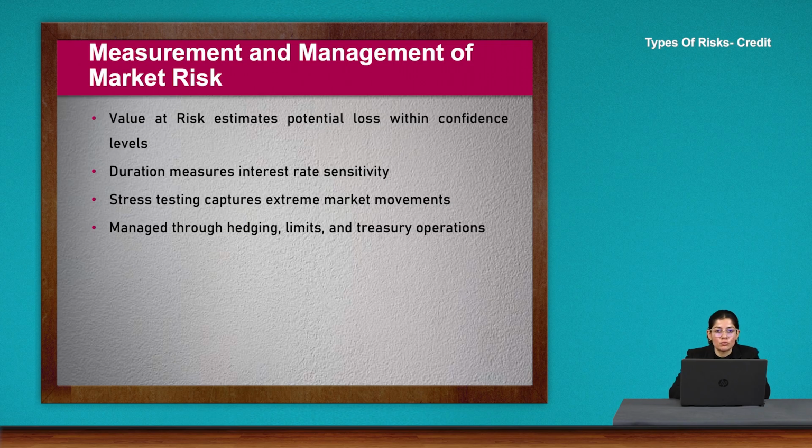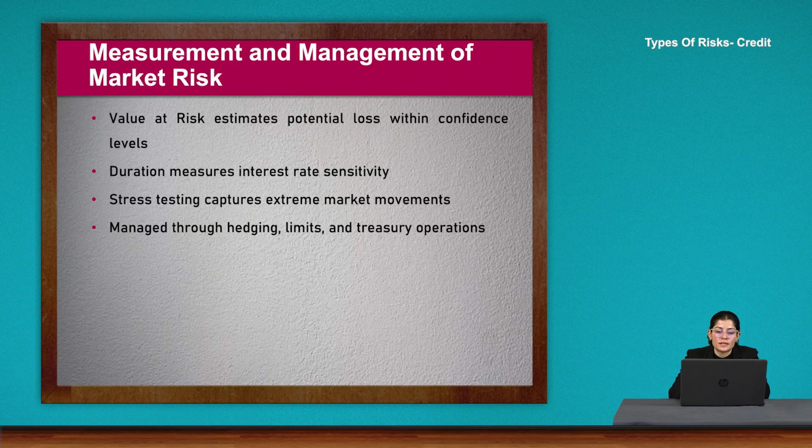So adverse market movements can rapidly erode the capital and liquidity. For example, rising interest rates reduce the market value of long-term bonds, and regulatory or accounting recognition of these losses can impair the capital adequacy. Market risk also amplifies the credit risk as falling asset values weaken the collateral and borrower solvency.